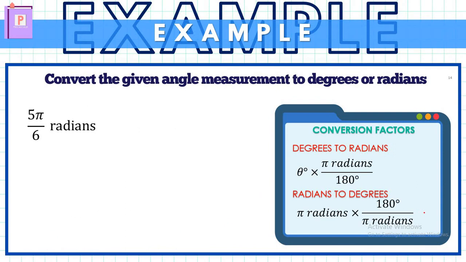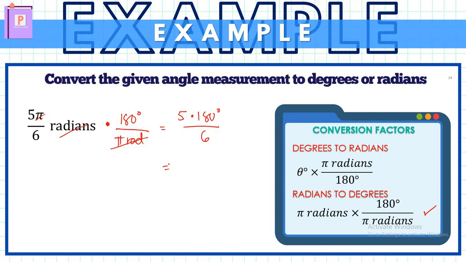We are now going to use this conversion factor. So the angle is 5 pi over 6. You multiply it by 180 degrees all over pi radians. So the unit of measurement pi radians will be cancelled. We'll be left with the constants 5 times 180 degrees all over 6. Notice that the unit of measurement left is now in terms of degrees.